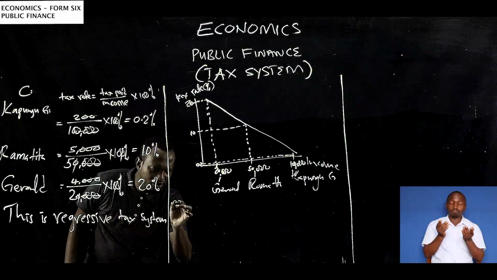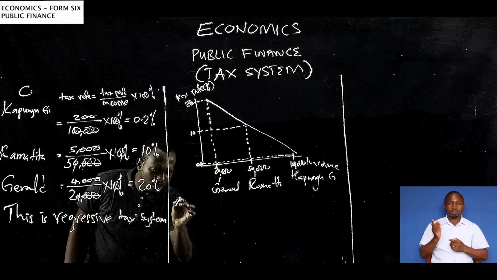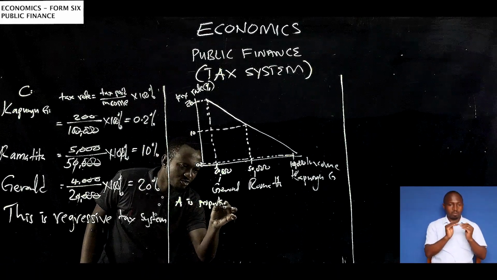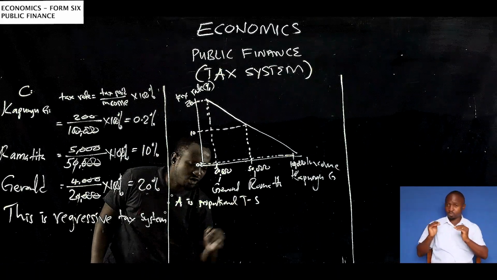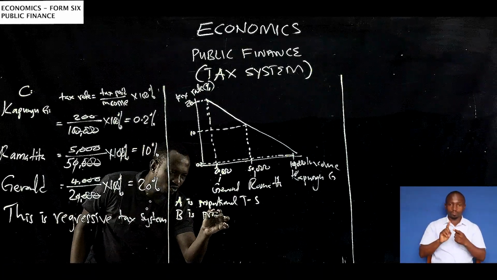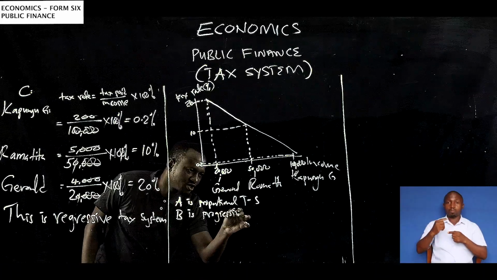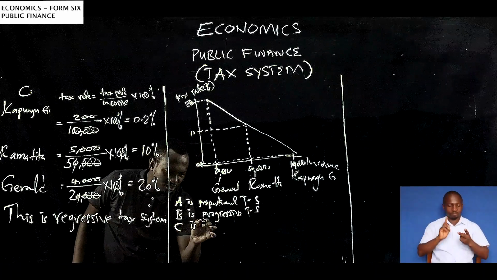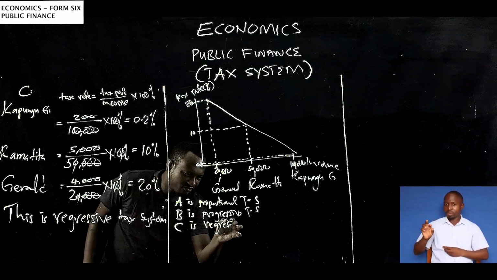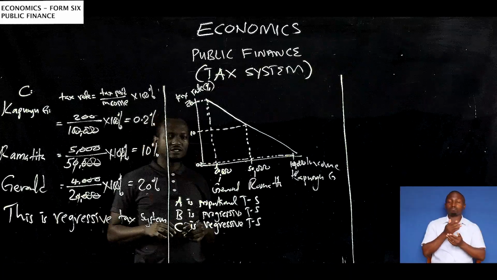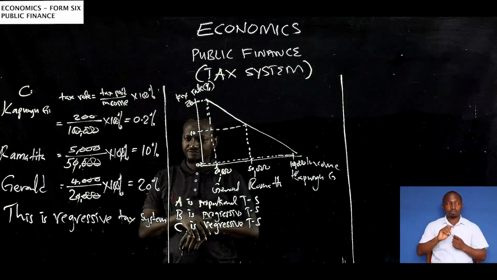For this question, A is proportional tax system according to our solution. B is progressive tax system. And C is regressive tax system. So let's see another question.